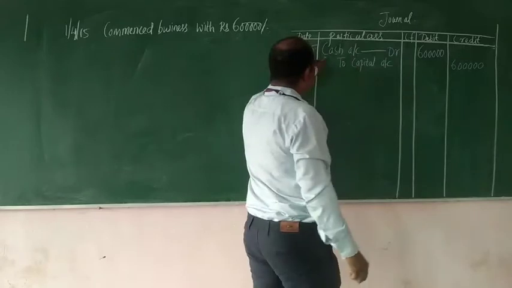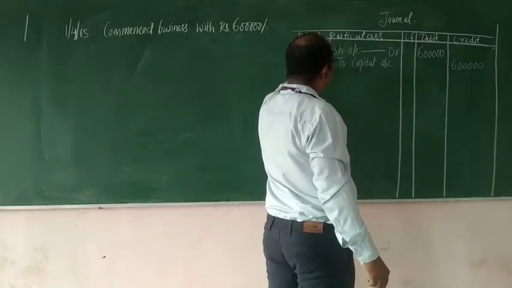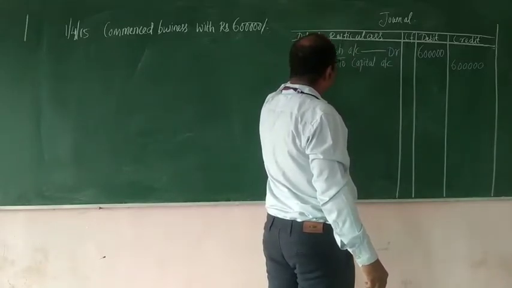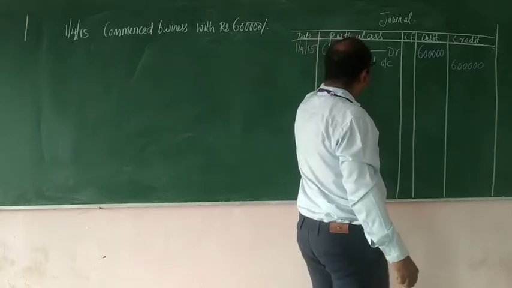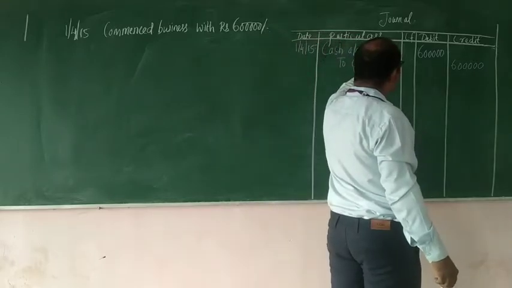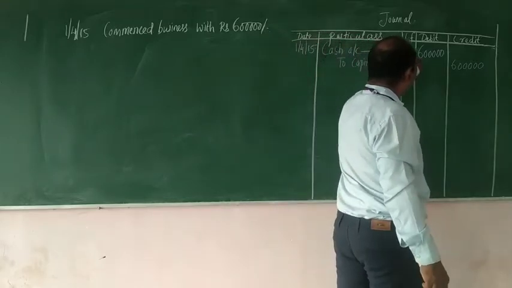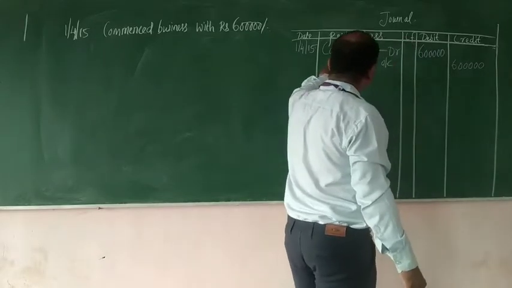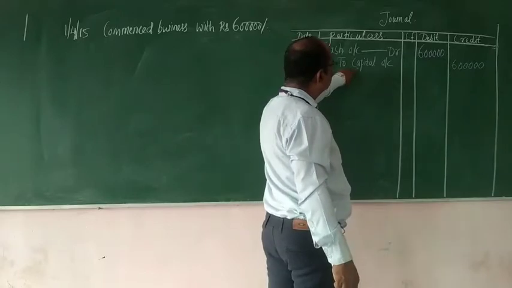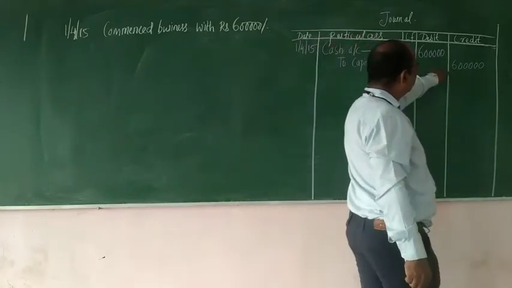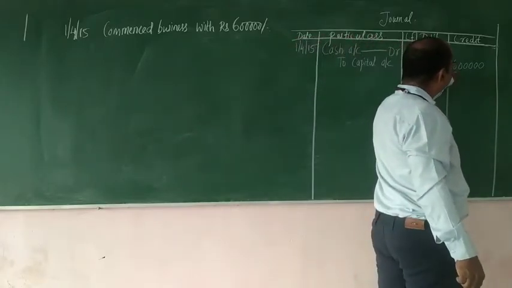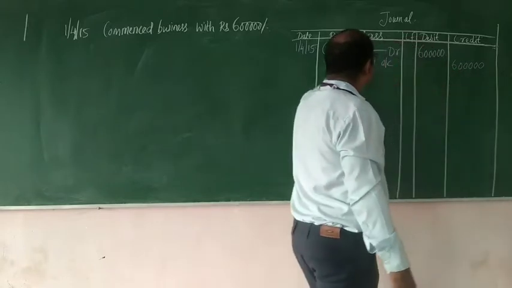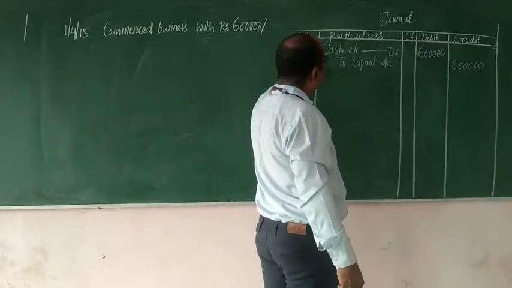So always we will write the debit first. So here cash account is debited. So I have written cash account. I have given a line here. Then I wrote DR, which means debit. In the debit column, 6 lakh. So we will leave a little bit of space and then start to capital account on the credit side. We will write 6 lakh. So this is the format of the journal.